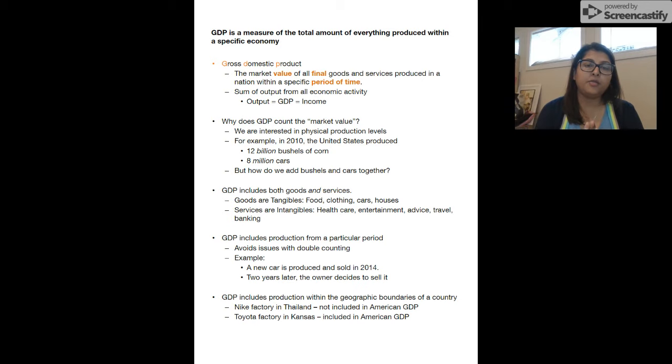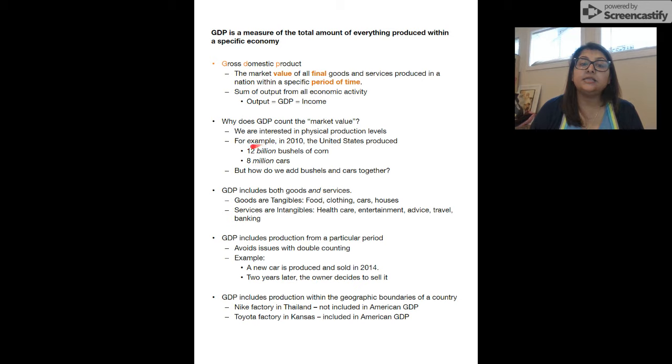An economy produces hundreds of thousands of products, each one of them with different physical units. How do we add them up together? And this is where economists decided to get clever and come up with this concept of market value.